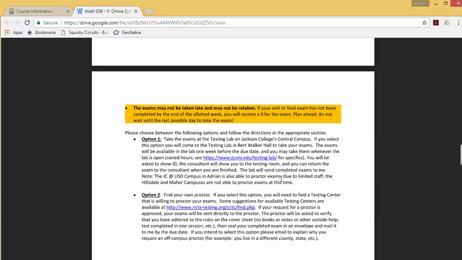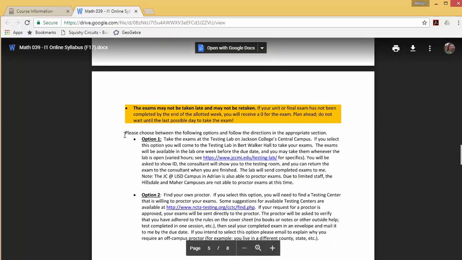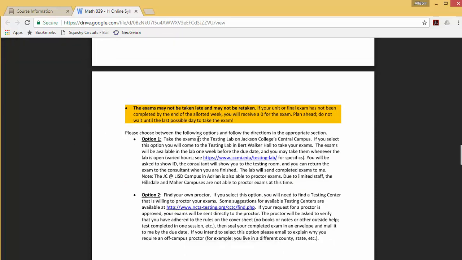Now, there are 2 options for you to take the exam. Many students will live close enough to Central Campus to be able to take the exam in the testing lab on Central Campus. In which case, you can go to this website here to check out the hours.